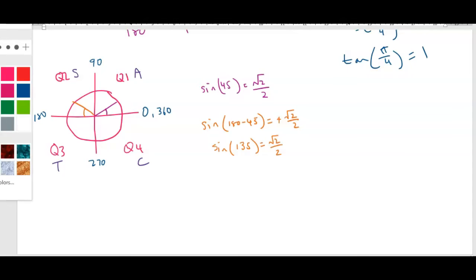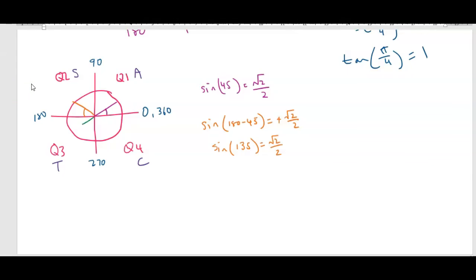Then we can do the next quadrant. So we'll keep moving around, just choose a different color. We always go from the horizontal. So this green is going to be sine 180 plus 45.